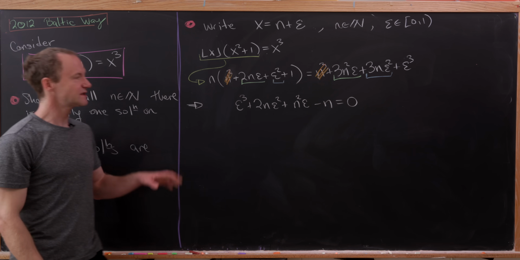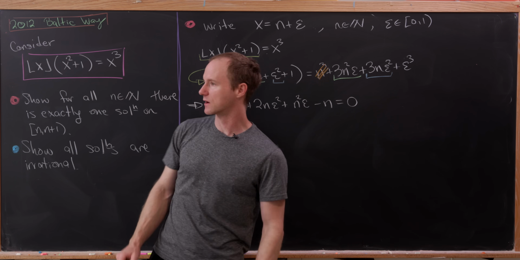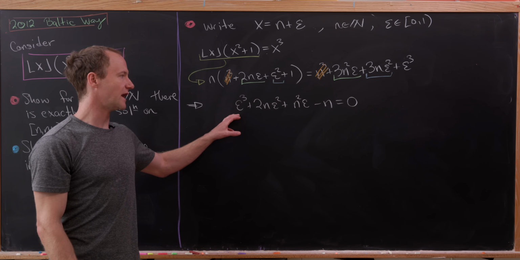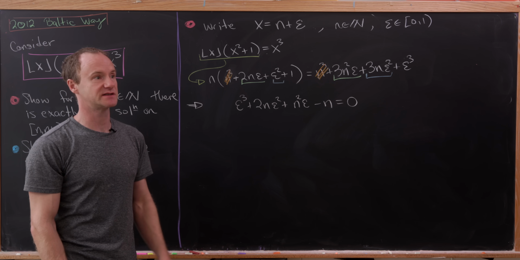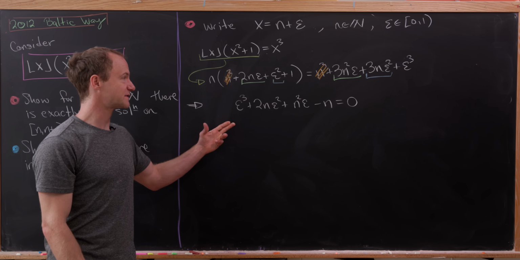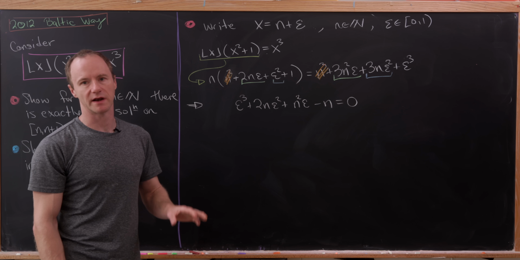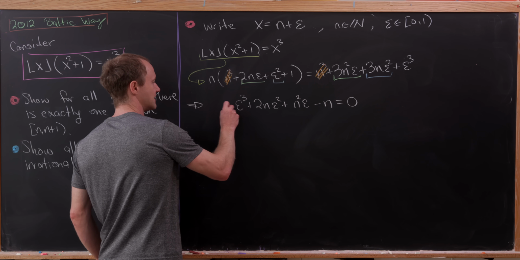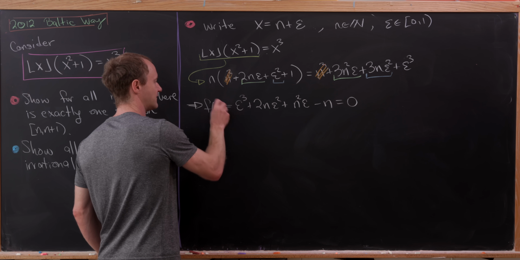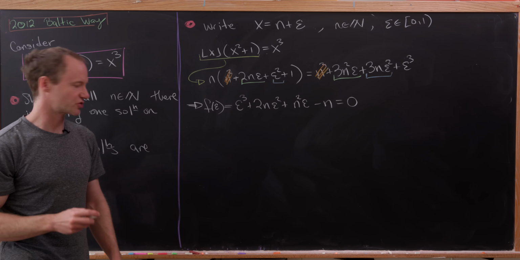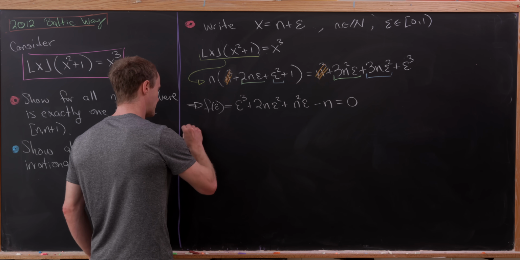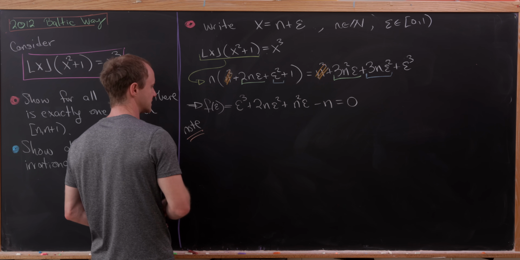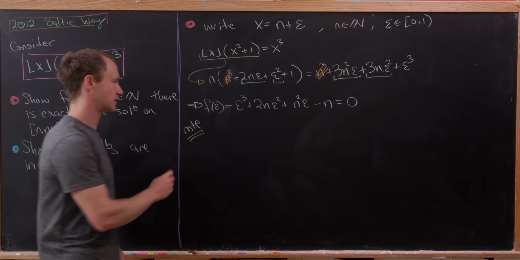And now, let's observe that our first part here is equivalent to showing that there's only one epsilon that satisfies this equation. One epsilon between 0 and 1, I should say. So let's go ahead and set this expression equal to f of epsilon. So we're defining this function here. And then from there, I want to notice a couple of facts. And these facts will take us to the end of this first part.